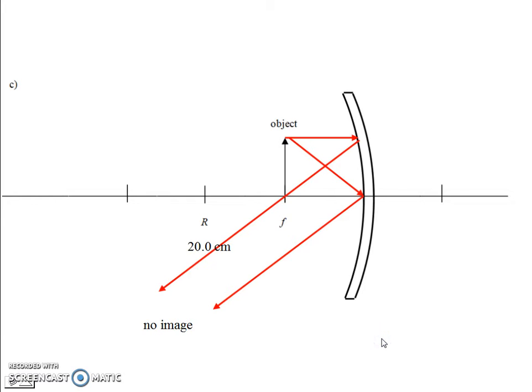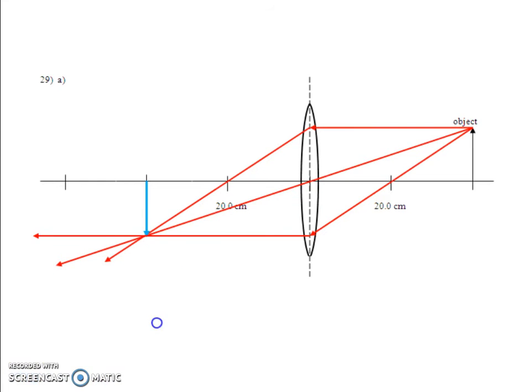Okay, so at this point we're going to be going over your homework ray diagrams, so make sure you have your homework in front of you, both Cutnell and Johnson and the textbook. We'll start in the textbook, looking at problem 29.